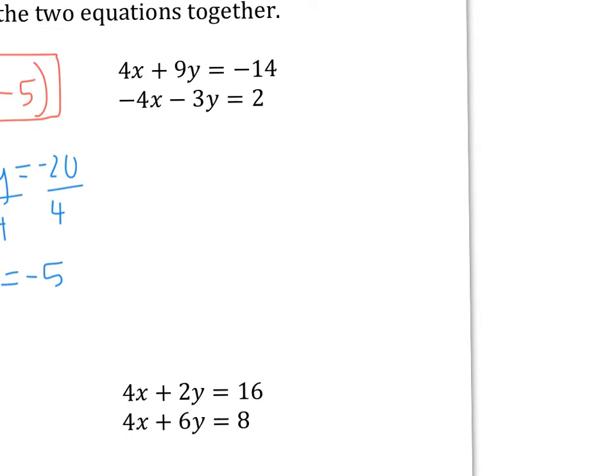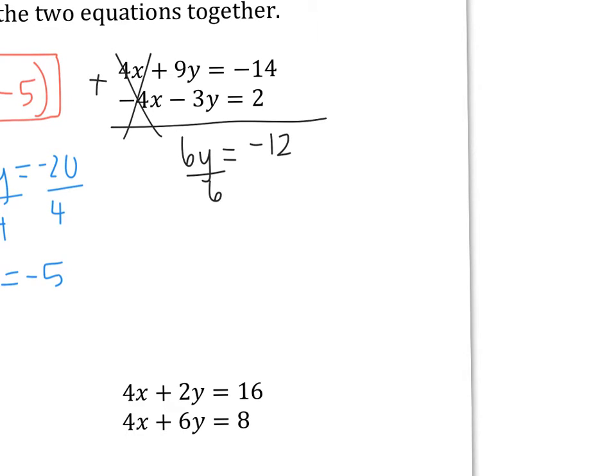Okay, so as we look at these next two equations, I see a 4x and a negative 4x, right? So those are the same, they have the same number coefficient in front of the variable, just different signs. So that's great to use the elimination method. So what we can do is, since they're opposite signs, if we add them together, they'll cancel out, right? Because 4x plus negative 4x is 0x, it gets eliminated. 9y minus 3y is 6y. Negative 14 plus 2 is negative 12.